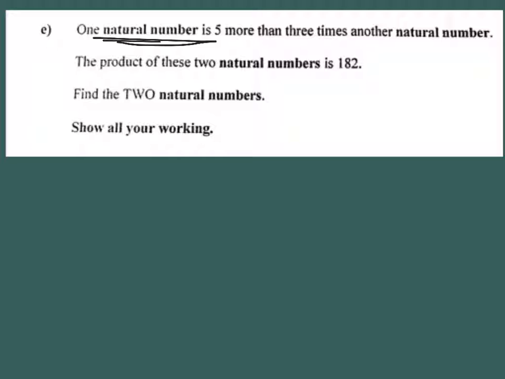But anyway, the first step is to figure out the two equations. So we've got one natural number and another natural number. Let's say that one of those natural numbers is x and the other one is y. So if we say one natural number, y, is equal to 5 more, so that's something plus 5, than 3 times another natural number, so 3x. So y equals 3x plus 5. That's our first equation.